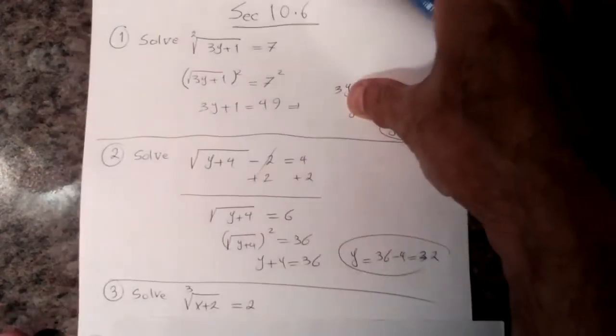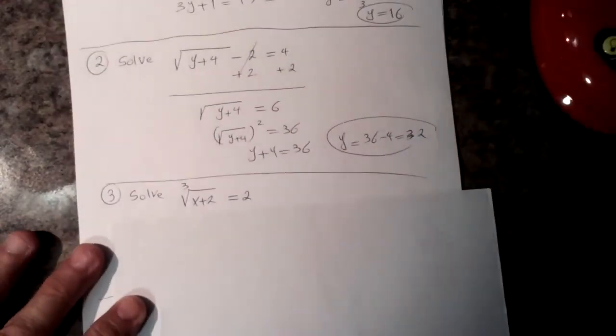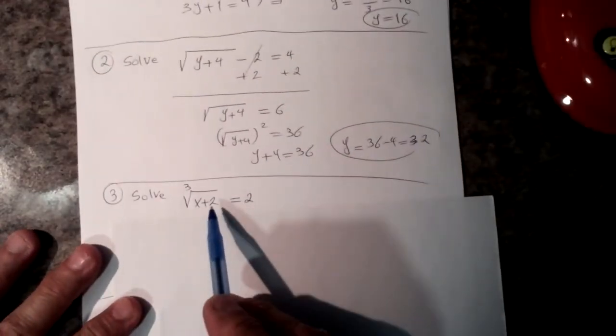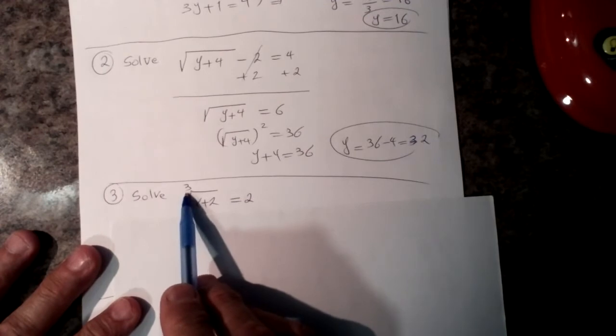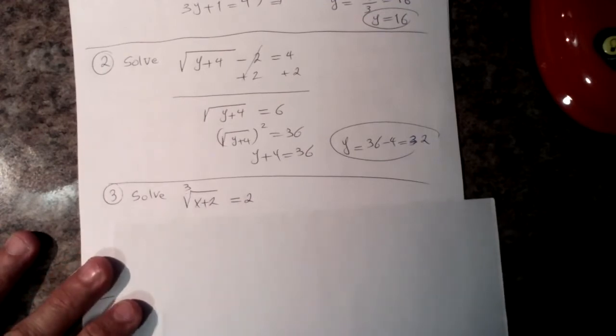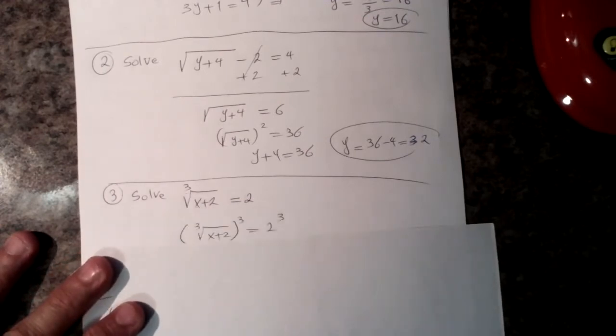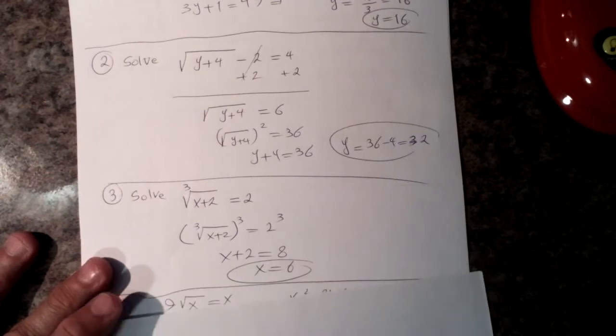Now, in this one, do we raise it to the power of 2? No, you raise it to the power of 3 because the root is 3. See? Raise both sides to the power of 3. So the radical is removed, and that gives you the x.